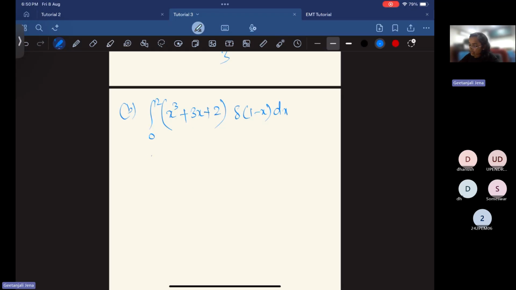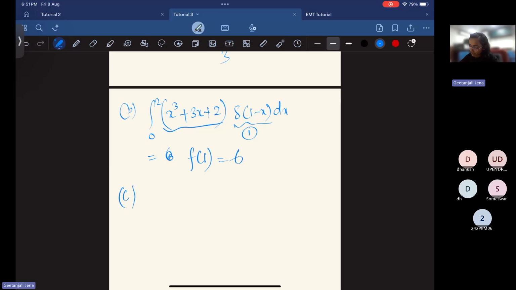Okay, so 6 is correct. This is similar to what we have seen in the second problem. Delta is non-zero at x equal to 1, and 1 is within the limit of 0 to 2. So the integration will be the function value at x equal to 1. So this will give 6.